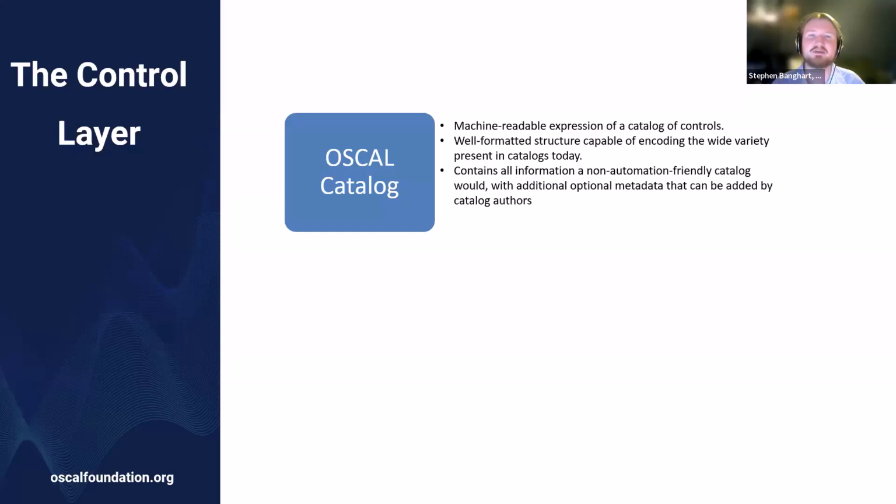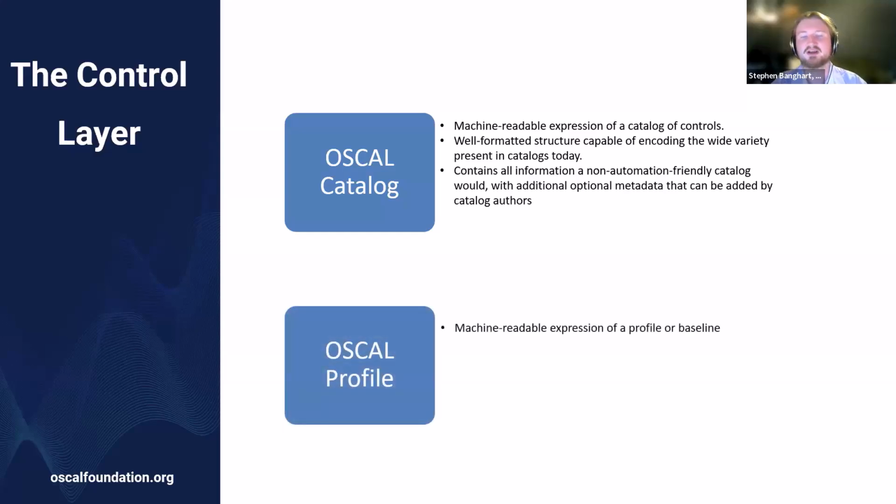It contains all of the same information at a minimum, and at the higher end can include significant amounts of metadata and useful information that the original catalog author or somebody else enhancing that catalog could include in the OSCAL document itself. A profile, similarly, is a machine-readable expression of a profile or baseline. It defines a subset of controls, and it can set parameter values to define a complete baseline.